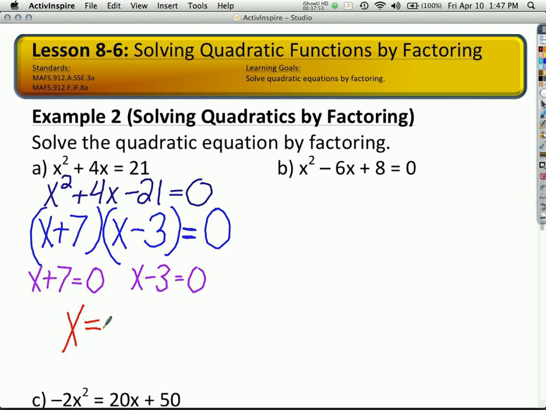Jesse? I got 3 and 4, -7. So we get -7 and +3. Those are the two solutions to the quadratic. And I can prove that we got it right.